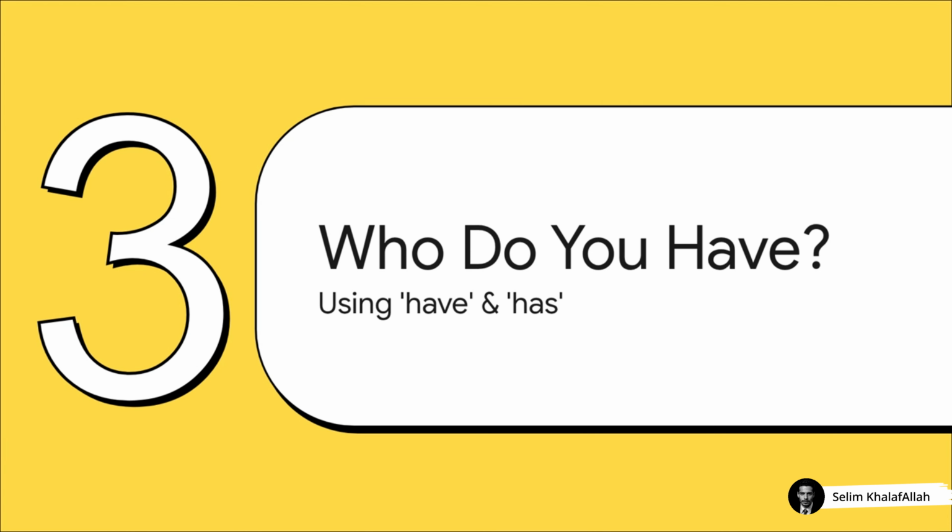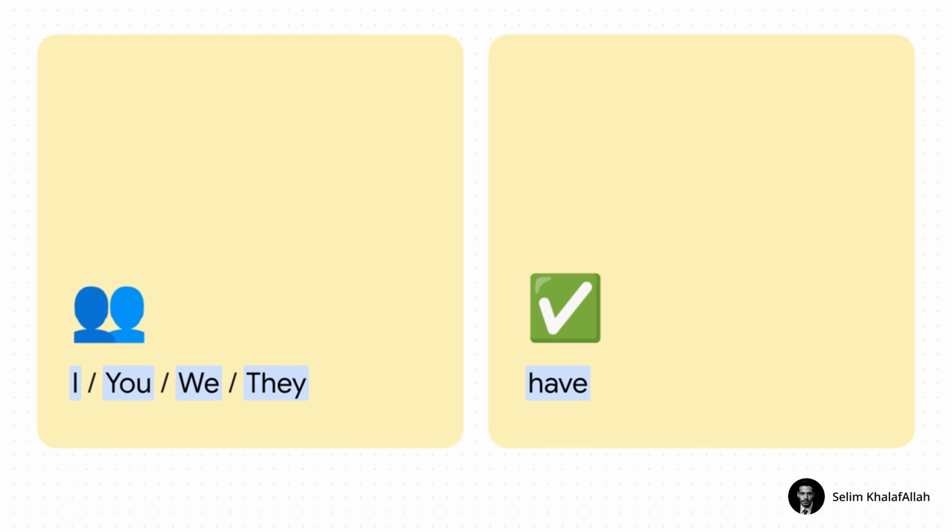Okay, next up, we're going to figure out how to say which family members a person has. To do this, we need two really important little verbs, have and has. So here's the main rule, and it's pretty easy. When you're talking about I, you, we, or they, you will always use the word have. Always. For example, you would say, I have a brother, or they have a daughter. Simple as that.